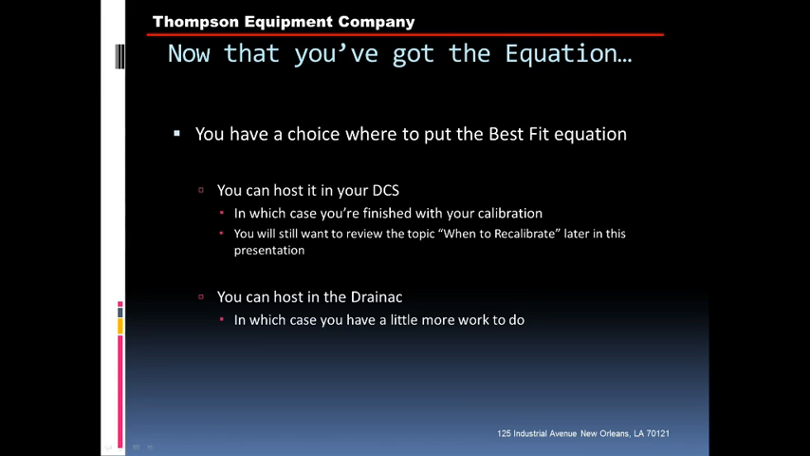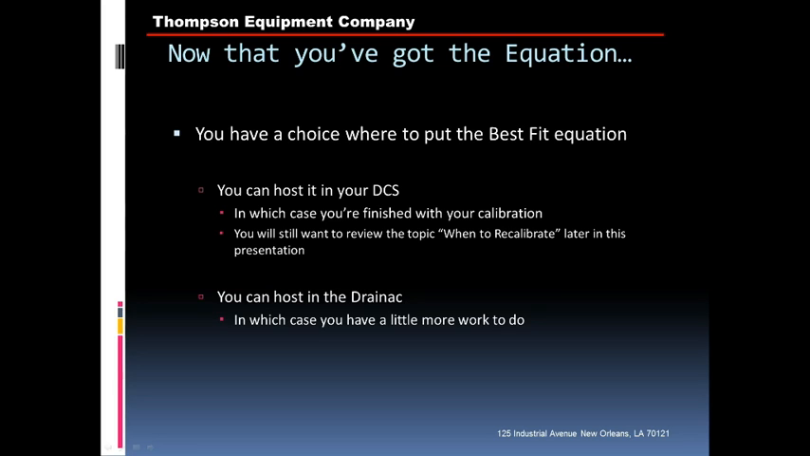Once you've got that equation, you've got a choice on where to put it. You can host it in your DCS. If you decide to do that, then you're basically finished with your calibration. You have your equation, you program your DCS and convert the 4 to 20 milliamp output of the Drainac into those units that you've developed. You're still going to want to pay attention to another section in this presentation called when to recalibrate.